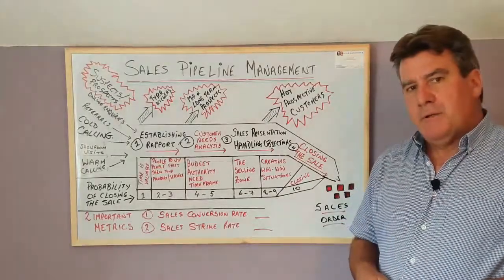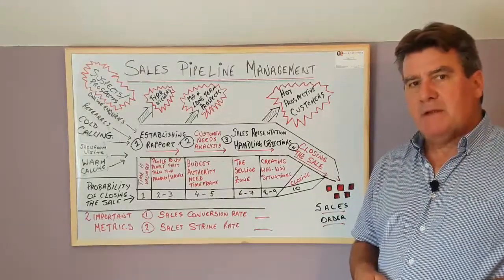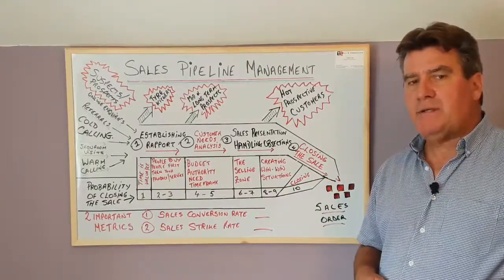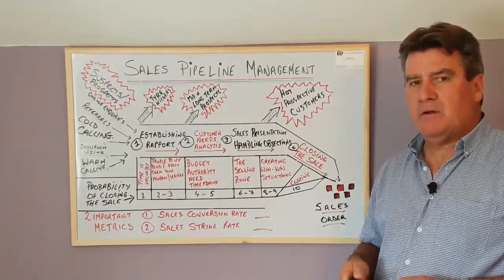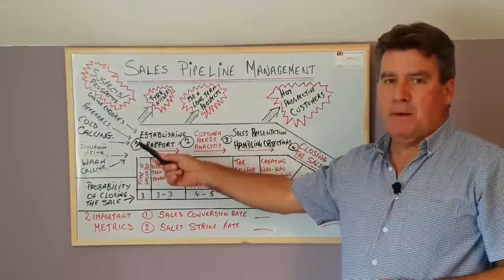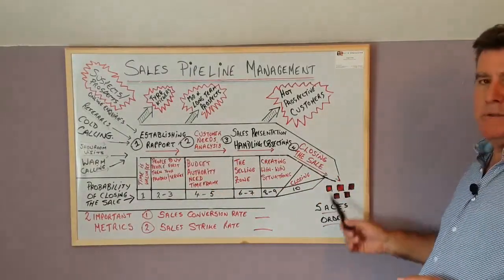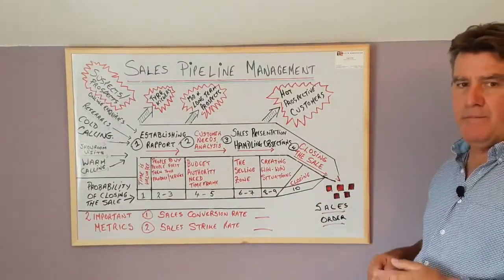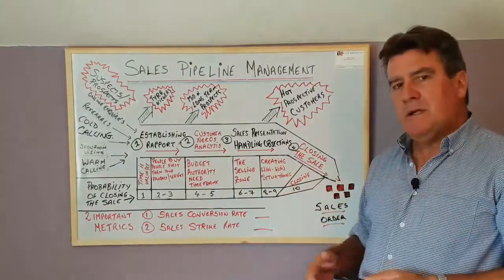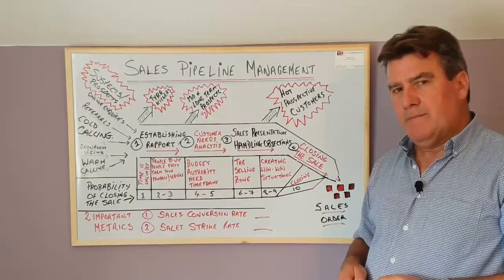A key metric we use in sales pipeline management is the sales conversion rate. That is the ratio of the number of prospective customers that we feed into our pipeline to the number of actual sales orders that drop out at the end of the pipeline. This is very important in terms of being productive as a salesperson.